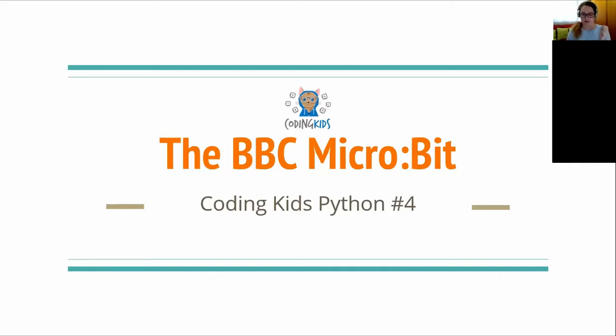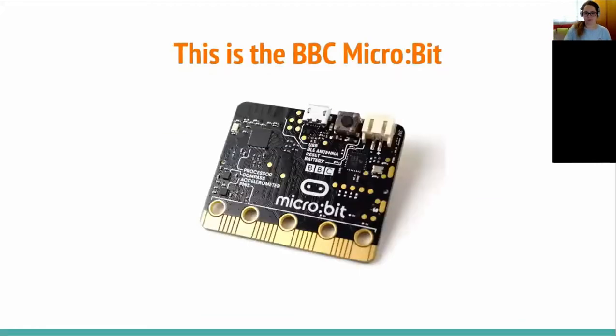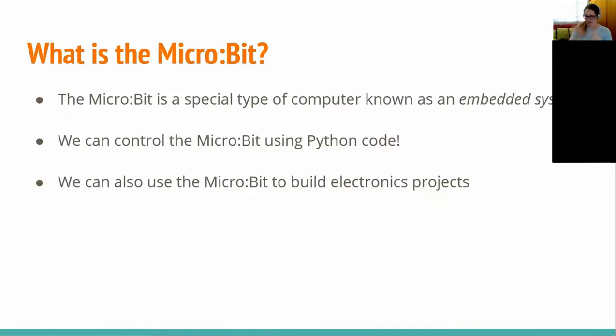Okay, so we'll start having a little bit of a chat about what a Microbit is and how it works. The BBC Microbit is what we're going to be programming with. It's known as an embedded system, and the way we're going to be programming it is with Python. So we're not going to be using the exact same functions that we talked about last time. If you weren't quite 100% there, that's totally fine.